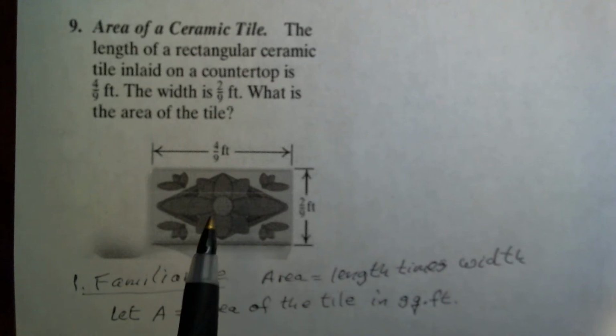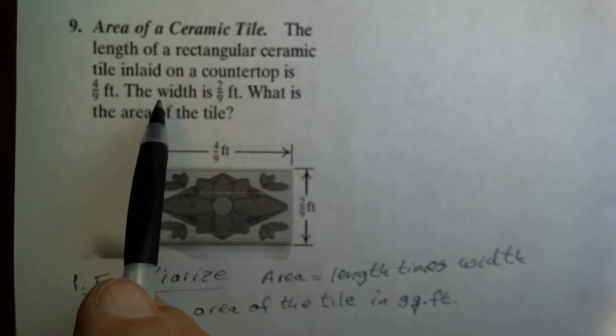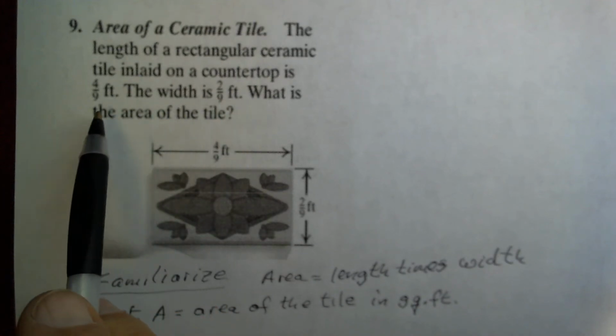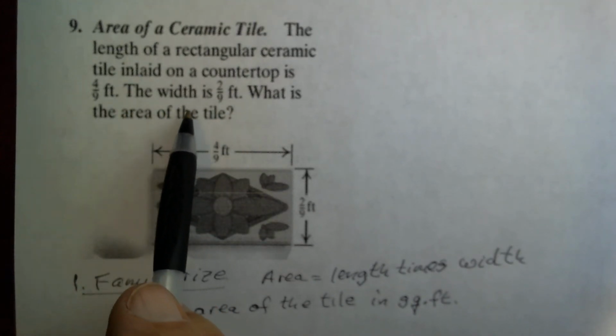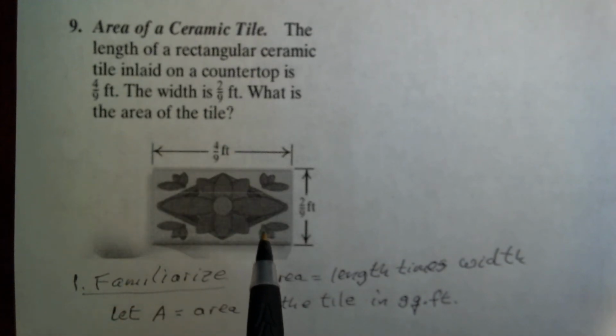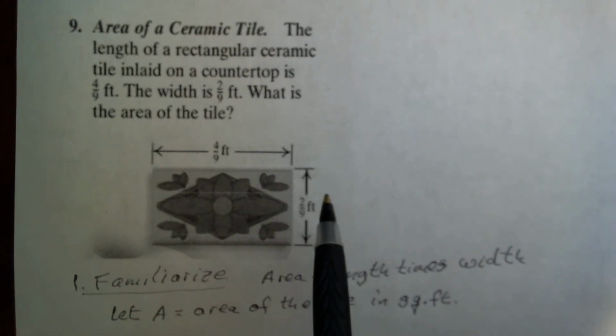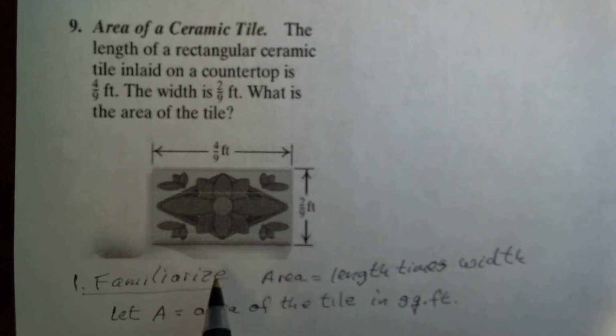Let's look at number 9, area of a ceramic tile. The length of a rectangular ceramic tile inlaid on a countertop is 4/9 feet. The width is 2/9 feet. What is the area of the tile? Okay, so here's a bit of a sketch. It's already done for us. Here's the length, 4/9 of a foot, and the width, 2/9 of a foot.